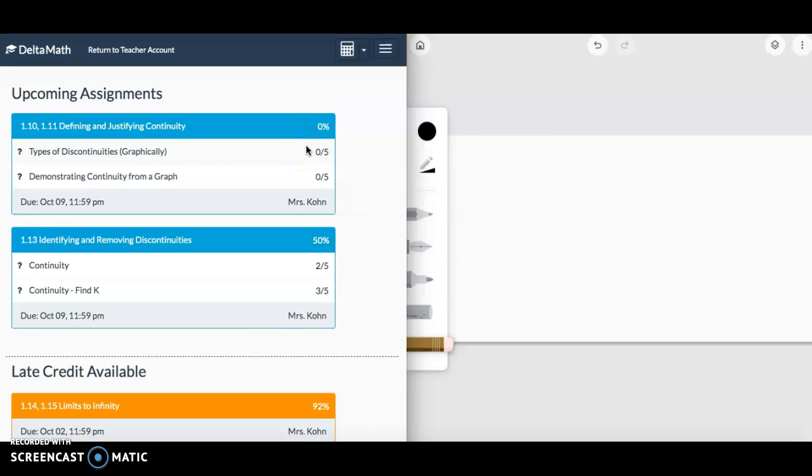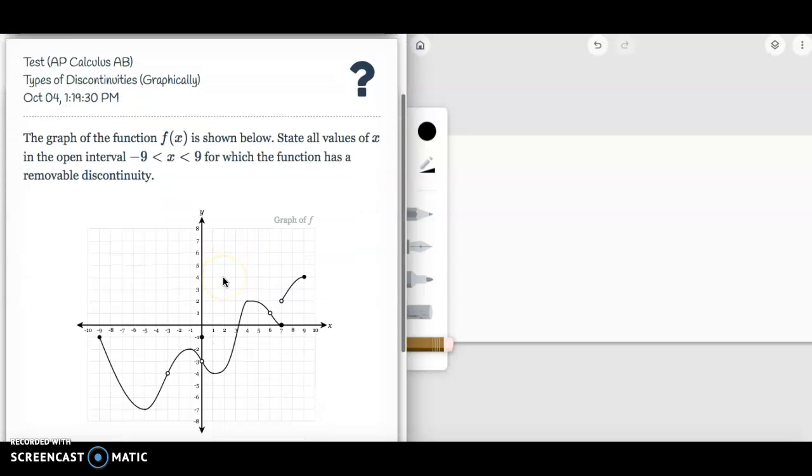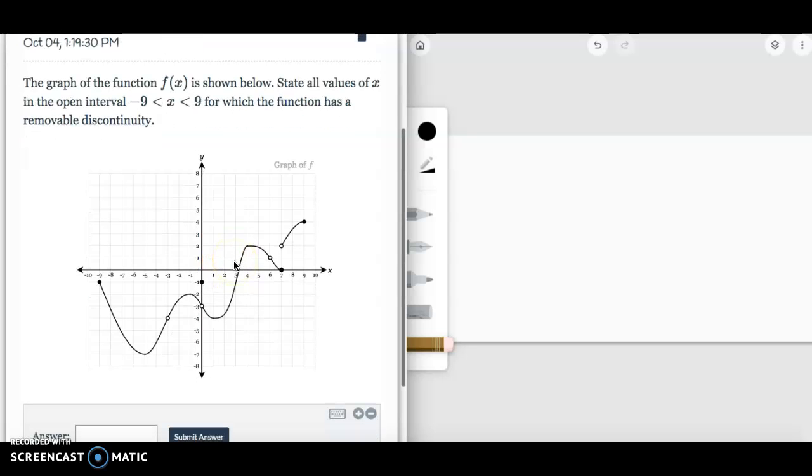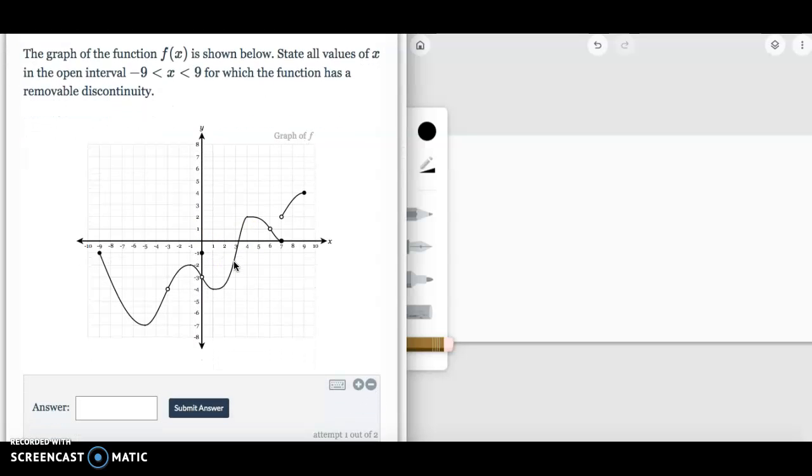All right, let's go ahead and work through some of the 1.10, 1.11 defining and justifying continuity DeltaMath assignments. So first, it looks like you're just identifying types of discontinuities. For the function below, state all values of x in the open interval for which the function has a removable discontinuity. So I see one at -3, I see one at an x value of 0, I see one at 6, this one at 7, be careful, that's a jump.